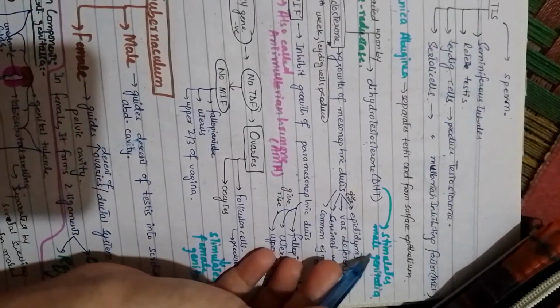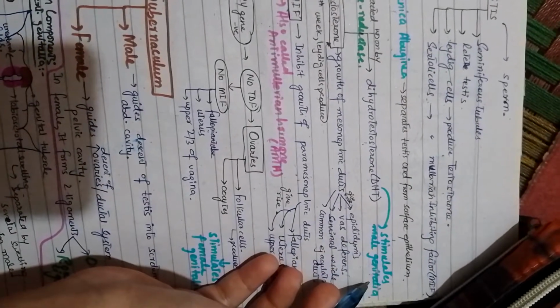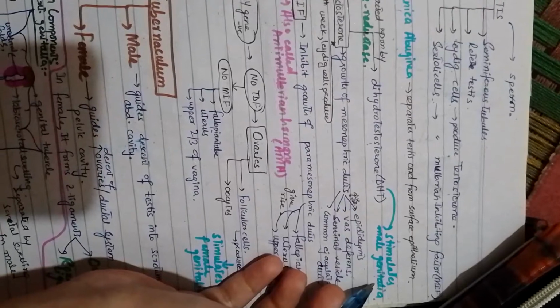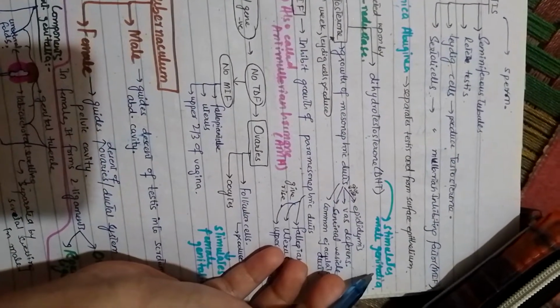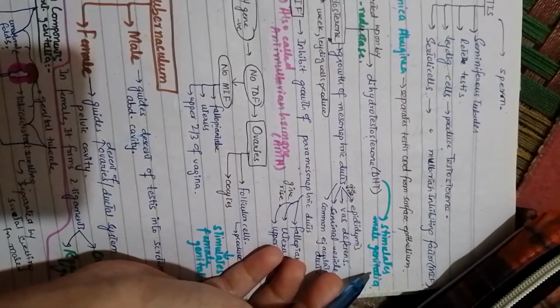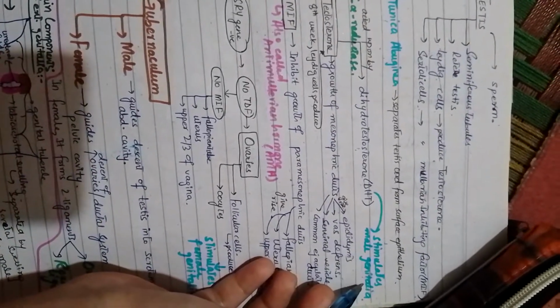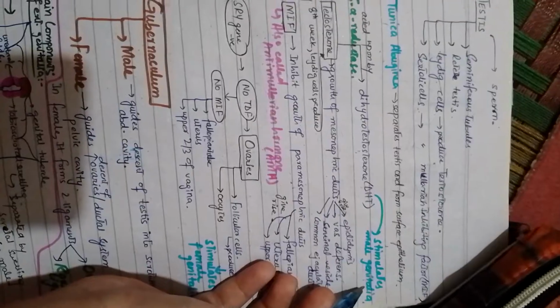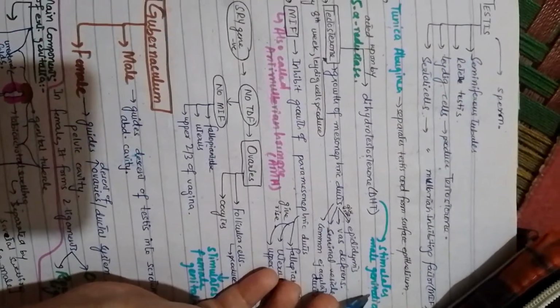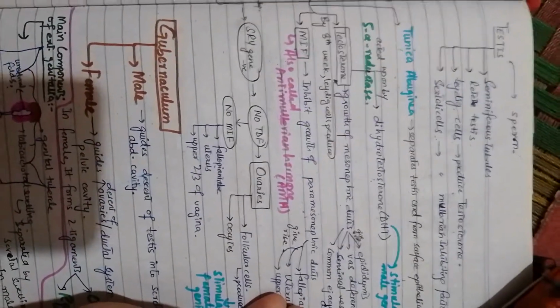So whenever MCQs or short SCQs are asked from you, you have to mention what stimulates the male genitalia. Dihydrotestosterone, which is produced by the 5-alpha reductase enzyme, stimulates the male genitalia. Okay, so we have almost covered the male gonad.